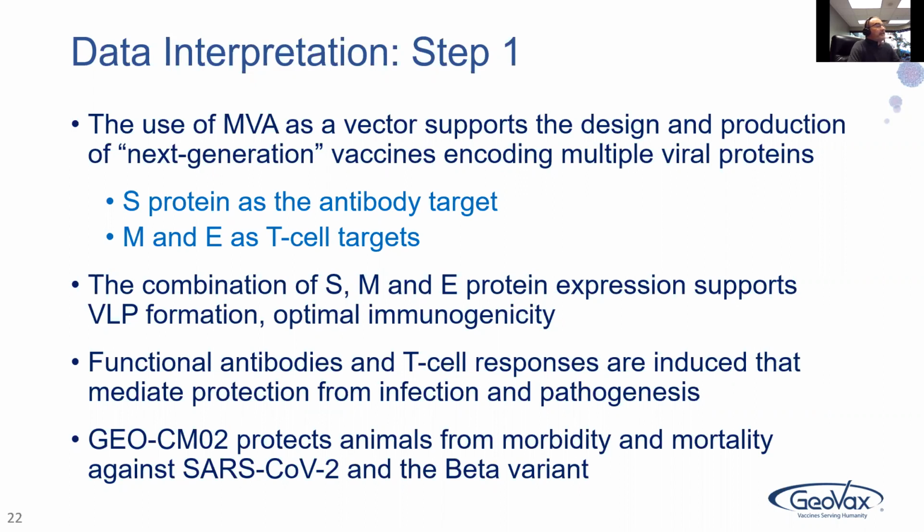Now, the combination of S, M, and E expression supports VLP formation, which should provide an optimal immunogenicity because the VLPs are highly immunogenic. They provide antigen in a concentrated form, and it's very much in a functional native form. Functional antibodies and T cell responses are induced to mediate protection based on the animal models that we've looked at. And this is with the endpoints of both lethality and pathogenesis. So the vaccine is very much capable of inducing both protection from disease and protection from death.